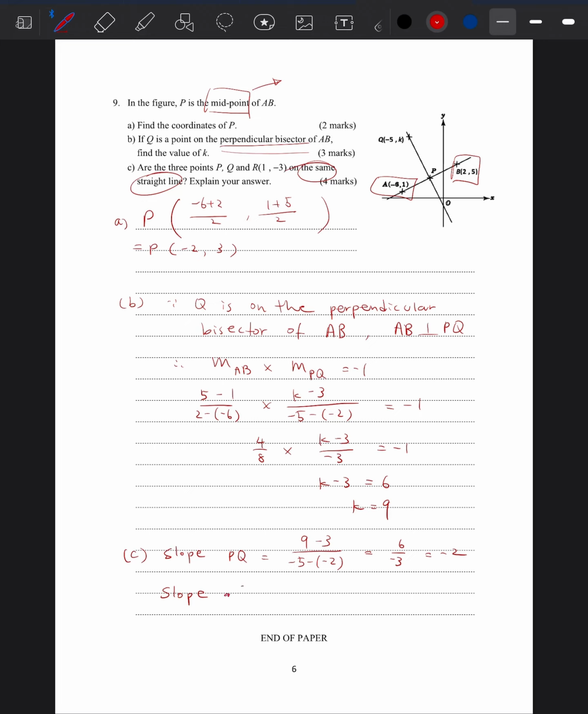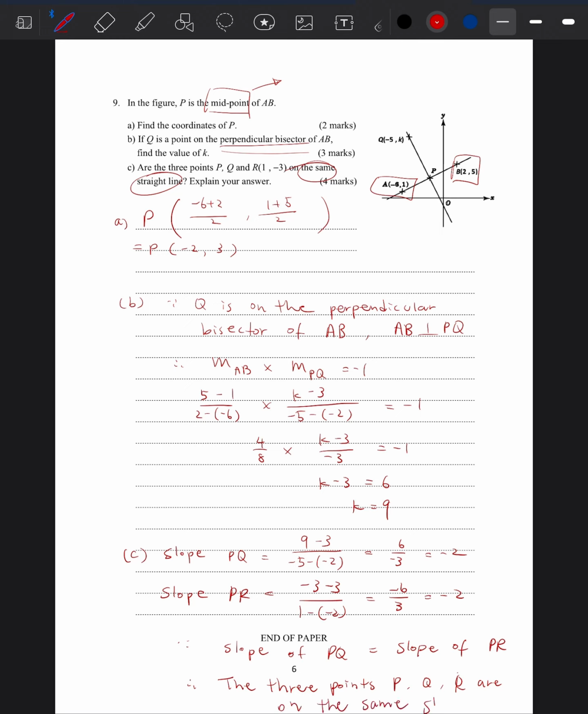So -2, then I will do PR. So because the slope of PQ equals the slope of PR, we can say that the 3 points P, Q, R are on the same straight line.